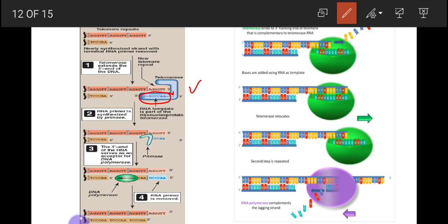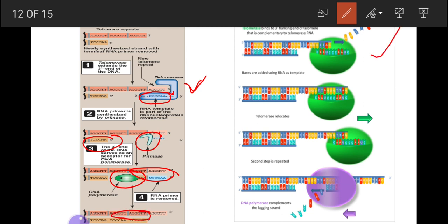Then the RNA primer is synthesized by the primase. The telomerase is removed because it has completed its function. It has extended the already longer 3' end. Now the 5' end has to be extended, which, like in the routine process, starts from the RNA primer made by the primase, and then DNA polymerase will use the 3' end of the primer, and now the 5' end is also extended.